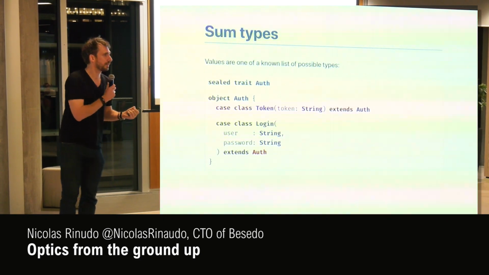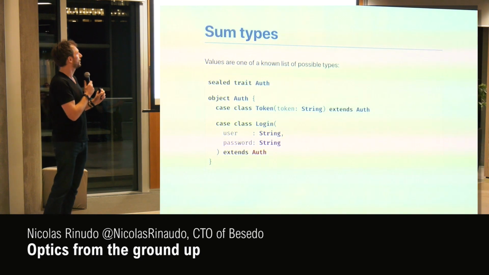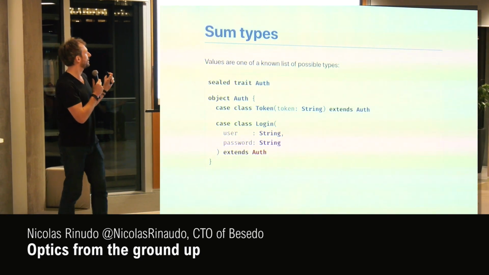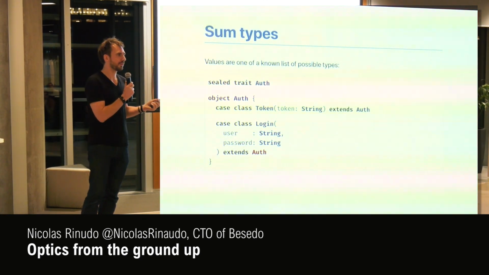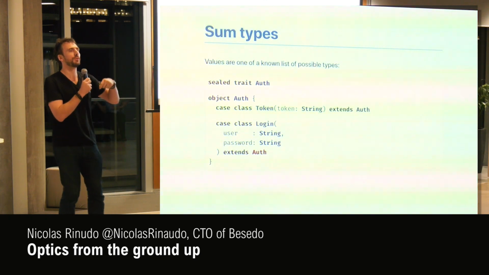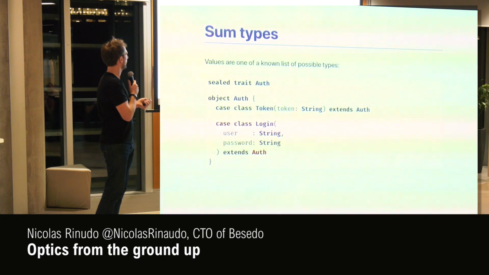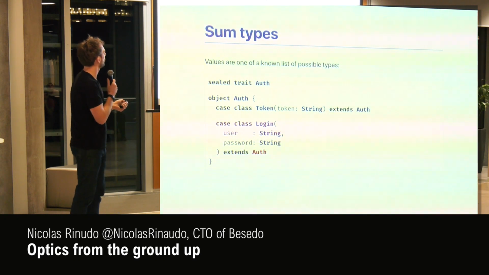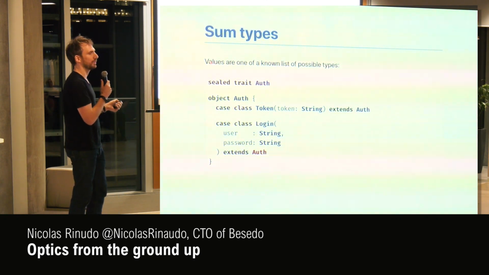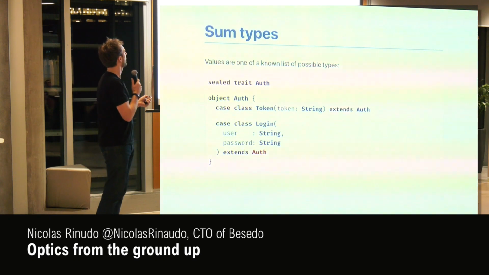Then you have sum types. Sum types are kind of the same, but the dual. So instead of being a list of elements, it's one value out of a list of elements, which in Scala we are going to model through this kind of messy construct. It's nothing fancy, it's just a sealed trait and implementations.